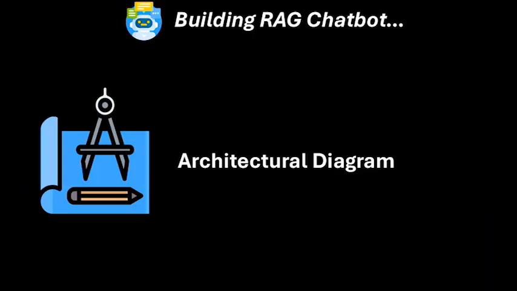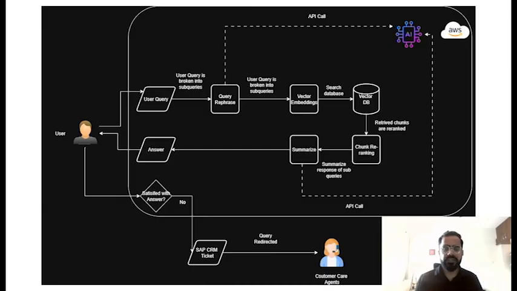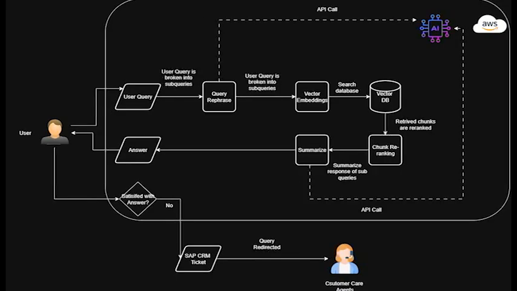So this is the architecture diagram which I've already built, but don't worry, while developing this chatbot we'll go step by step. As you can see here, first the user query comes in. It is broken down into sub queries, and with the help of AI, these sub queries are first vector embedded and stored in a vector database. Then we retrieve the information based on the user query, that is, how similar the documents present in the vector database are to this user query. Those documents are retrieved, the chunks are re-ranked and then summarized using AI, and then the answer is sent to the user.